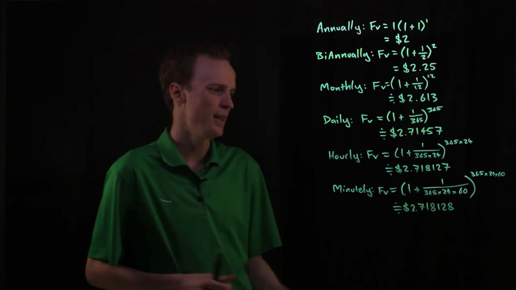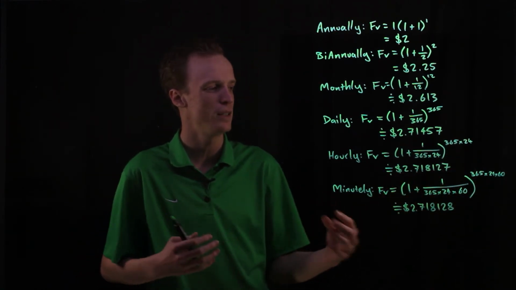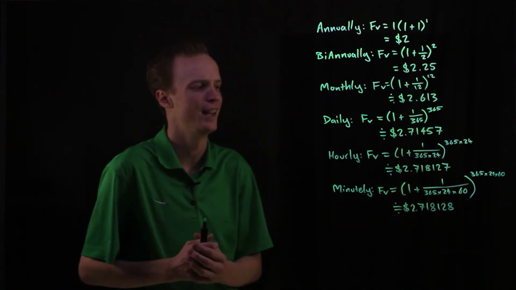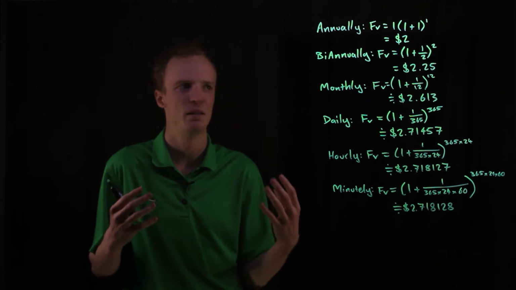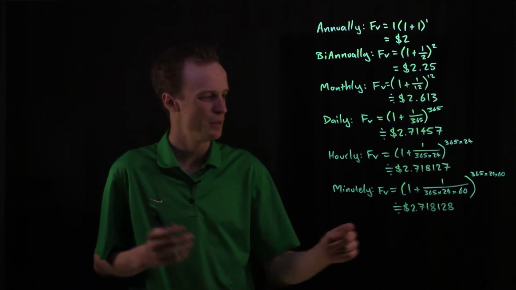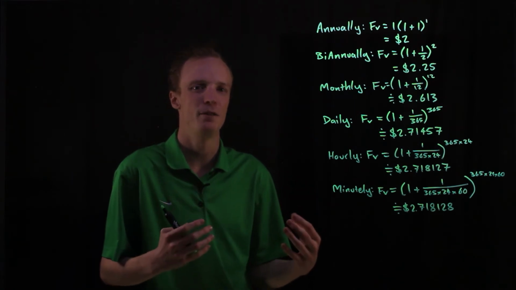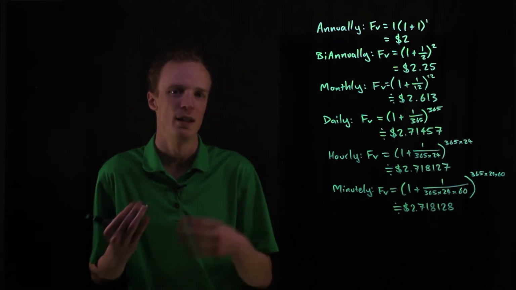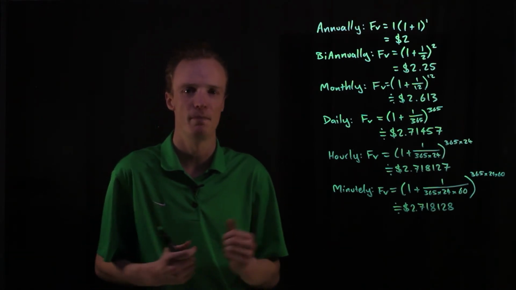Well, it doesn't seem to matter that I'm substantially increasing how often this is compounding. How much it is going up by just doesn't seem to be going up anywhere near as much. And what we're experiencing here, this number that it seems to be approaching, is a value that's very special. It's the value that we refer to as e, an irrational number.